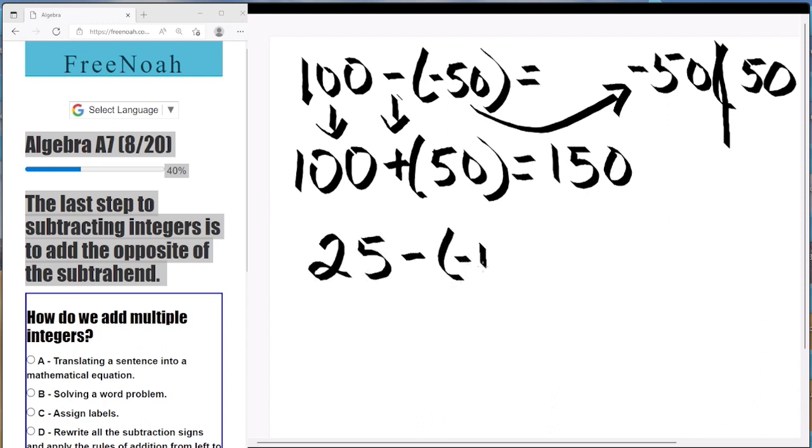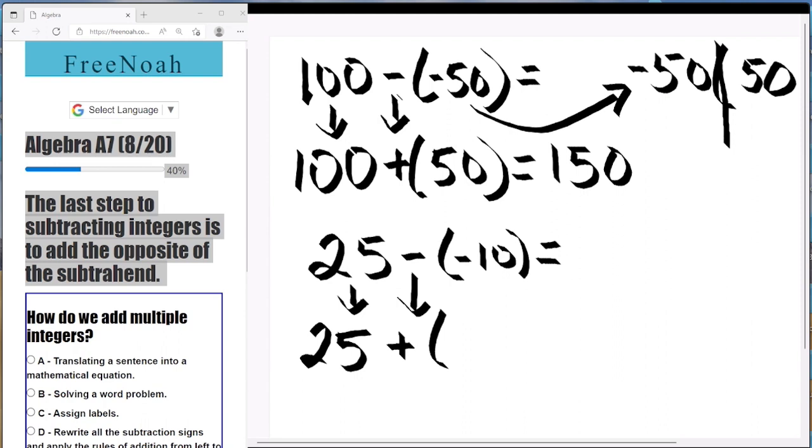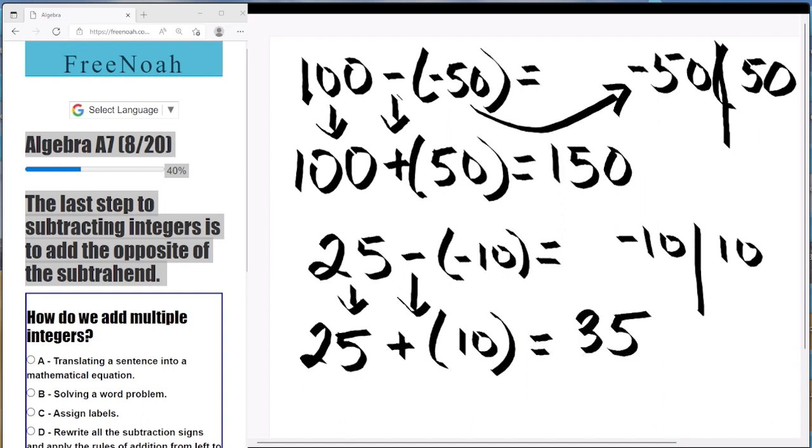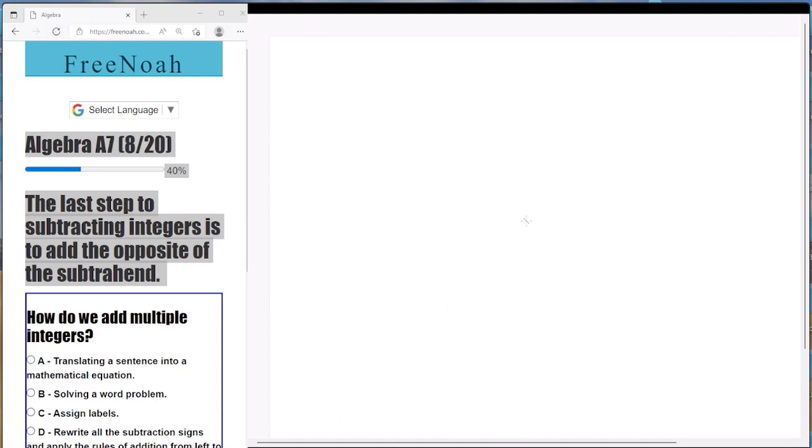Another example here, we got 25 minus negative 10. What does this equal? Well, this 25, we're going to leave it alone. We're going to rewrite this minus sign into a positive, and then we're going to find the opposite of negative 10. What's the opposite of negative 10? 10. And we're going to replace it in our regrouping here. And we're just going to solve 25 plus 10, which equals 35. And there you have steps 1, 2, and 3 when subtracting integers.